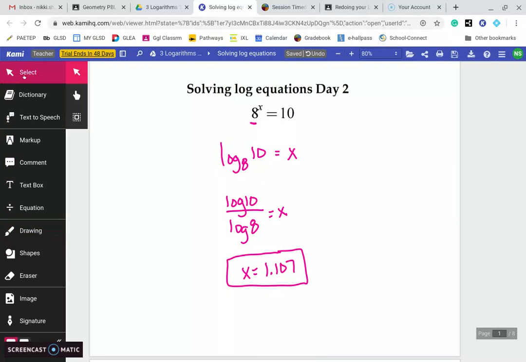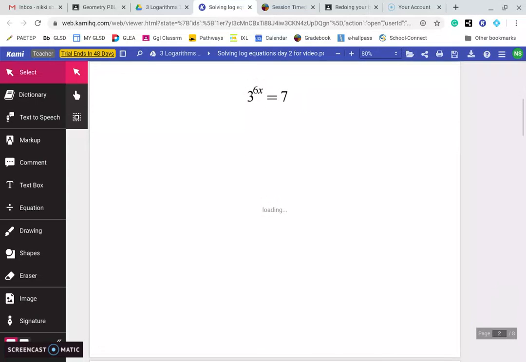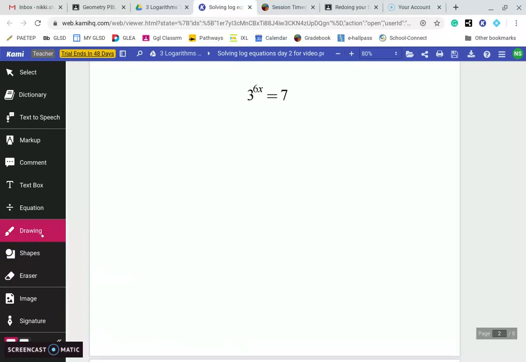Now, even if you have more than one thing in your exponent, we're still going to solve it the same way. So now I have a 6x there in my exponent, but this whole term is by itself, the exponential part. So again, I can rewrite in log form. So we'll take log base 3 of 7 equals 6x. So now here on the left side, remember to plug that into our calculator, will be log of 7 over log of 3.